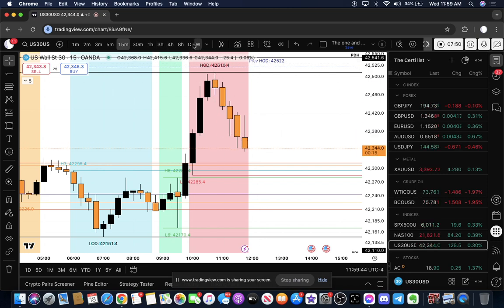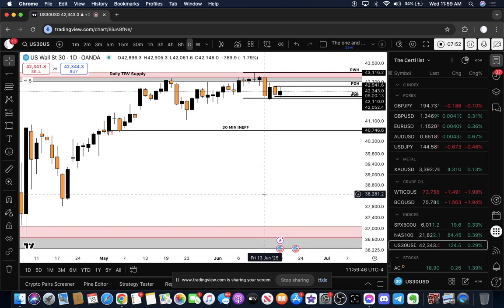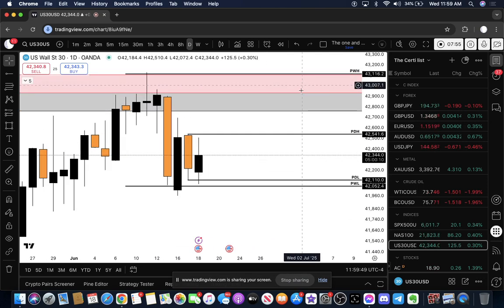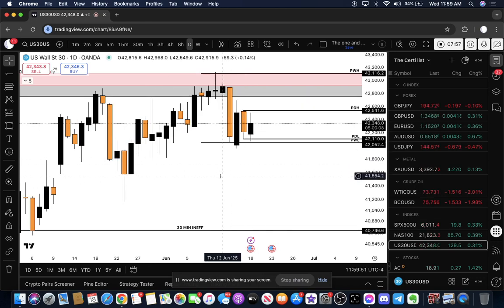US 30 coming off that daily area of supply. Price looking like it's going to go to the downside now. Overall, let's see what happens.